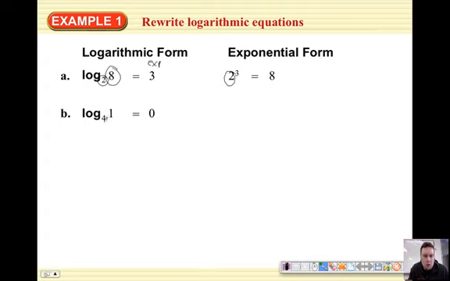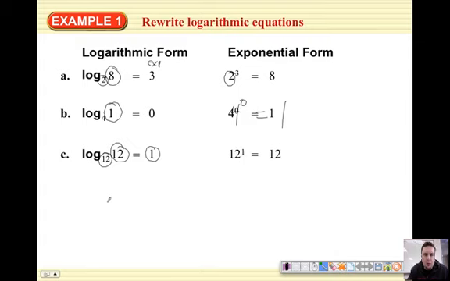So 4 is the base to the power of what? What's the power? Over here. 4 to the 0 equals whatever's sitting here. Doesn't that make sense? Equals 1. Anything to the 0 equals 1. True. Makes sense. Next one. Log base 12 of 12 equals 1. So 12 base to the exponent, 12 to the first equals 12. Just be able to convert back and forth, back and forth.